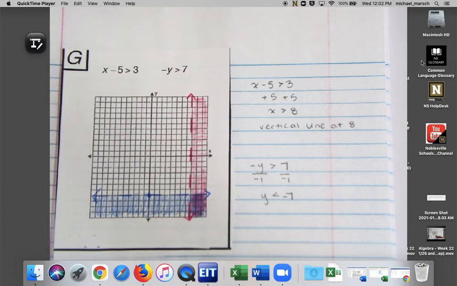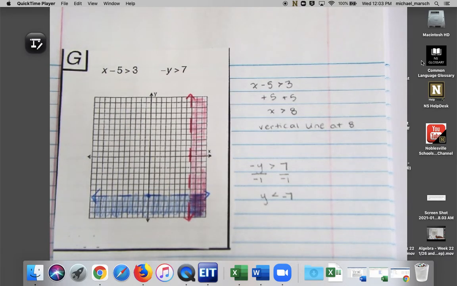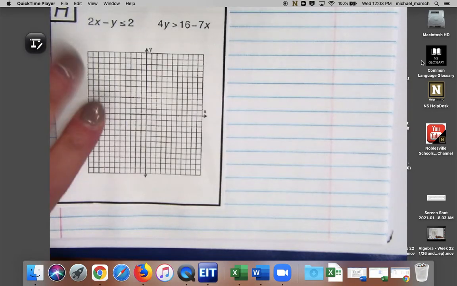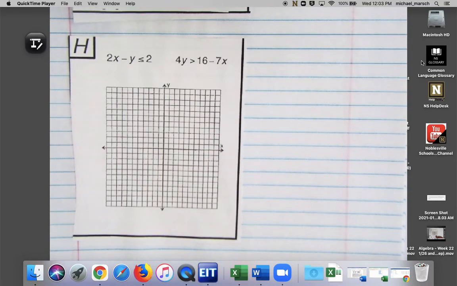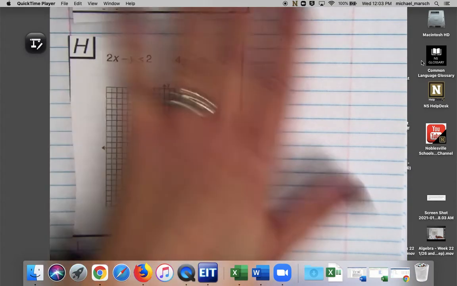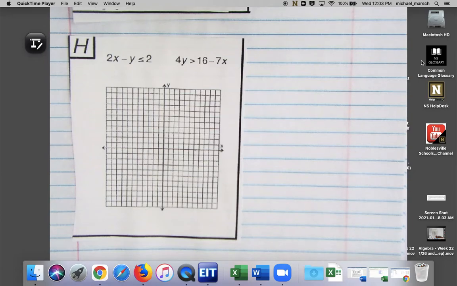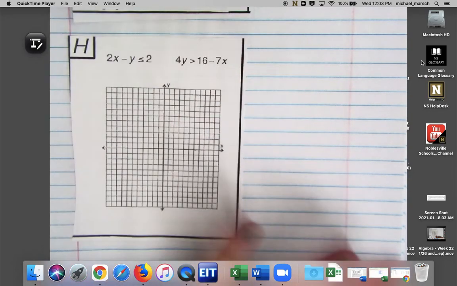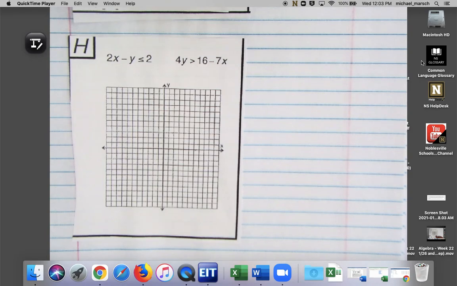How do you guys feel about this? Good? Pretty confident? Yeah. Okay. How about you guys try h by yourself? All by yourself. Solo mission. I think you can do it. I'm going to freeze my screen so we can try it by ourselves. Of course, if you're at home, you can still see this because I can't freeze this. I can only freeze that screen.